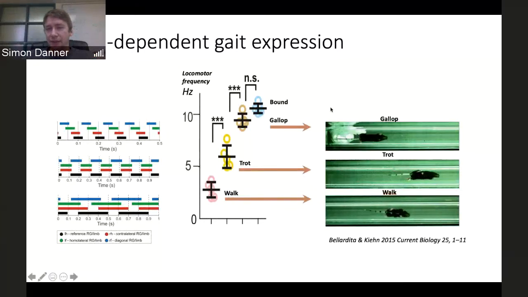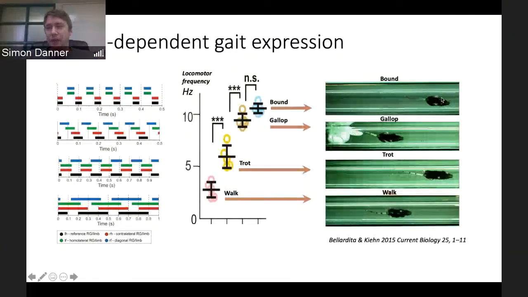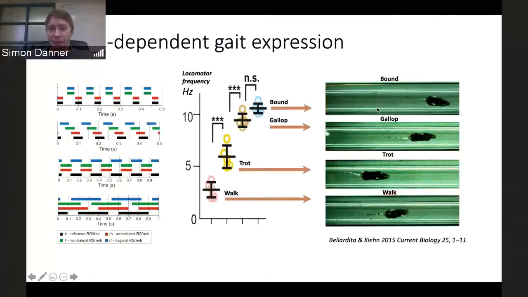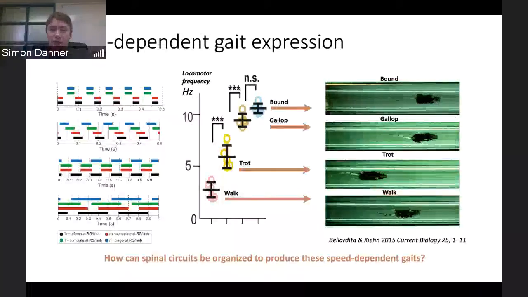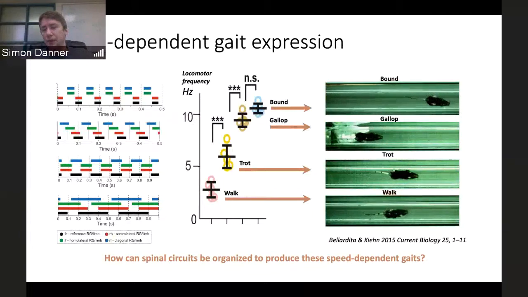And when the speed increases even further, they bound and the limbs are fully synchronized at both girdles, for the forelimbs and for the hind limbs. At the same time, as you can see here, the stance phase duration decreases dramatically while the swing duration stays more constant. So now, to start with, I want to ask the question of how spinal circuits can be organized to produce the speed-dependent gaits?